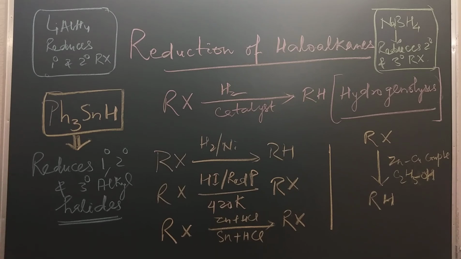Lithium aluminum hydride is regarded as a hydride donor. It gives the H- ion, which attacks the positively charged carbon once the halide group leaves as a leaving group. So these are hydride donors. Lithium aluminum hydride is also called LAH. It gives the hydride ion which attacks the positively charged carbon, that is carbocation, to form the alkane, and the halide ion is removed as the leaving group.